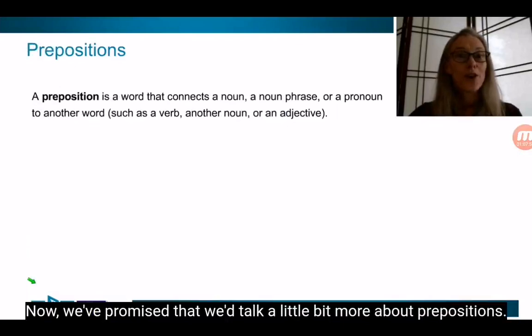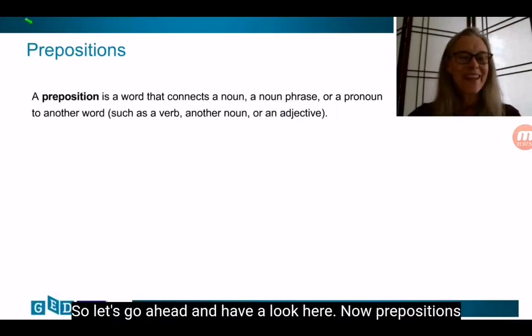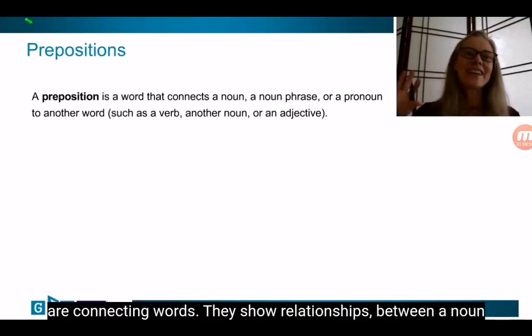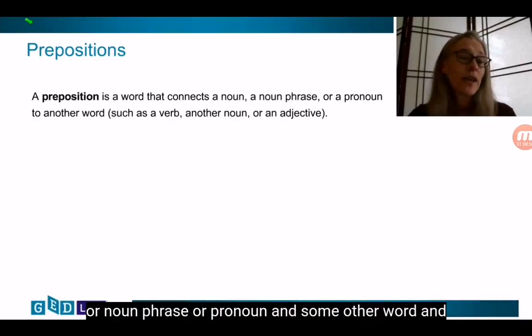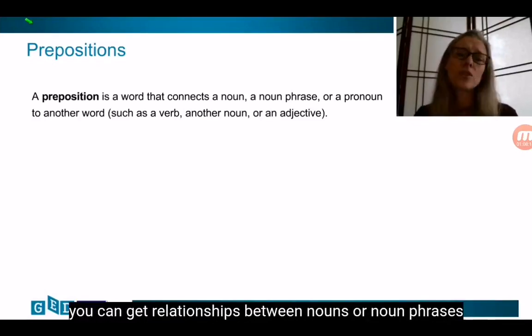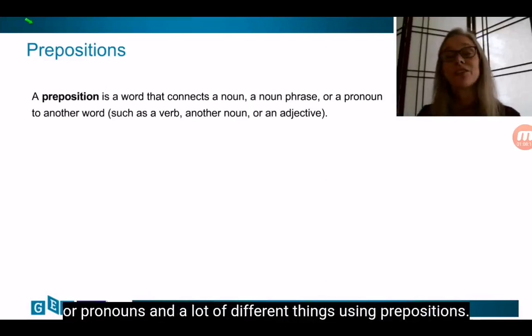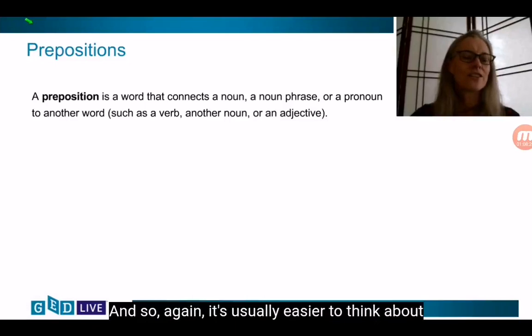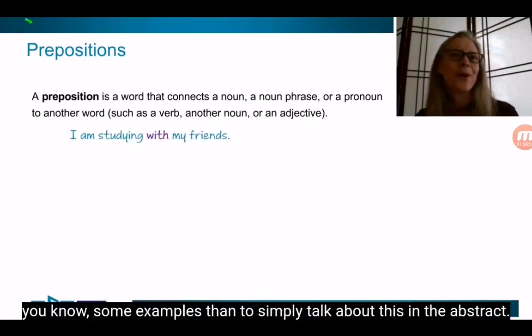Now, we promised that we'd talk a little bit more about prepositions, so let's go ahead and have a look here. Prepositions are connecting words. They show relationships between a noun or a noun phrase or a pronoun and some other word. You can get relationships between nouns or noun phrases or pronouns and a lot of different things using prepositions. Again, it's usually easier to think about some examples than to simply talk about this in the abstract.